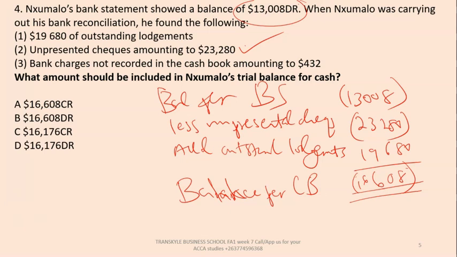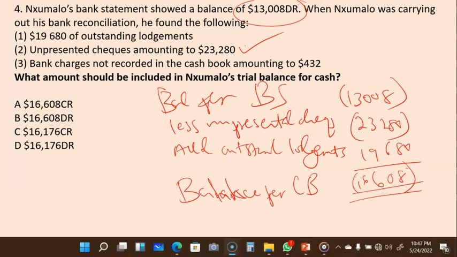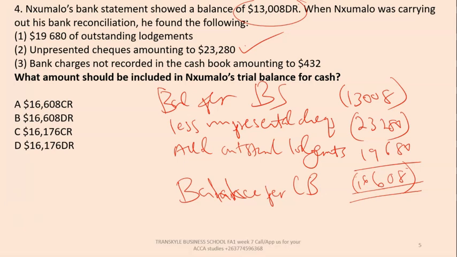Okay? This means that we are having a... Are we having a debit or a credit balance in this case? Obviously, in this case, we are having a credit balance, which means our answer is A.